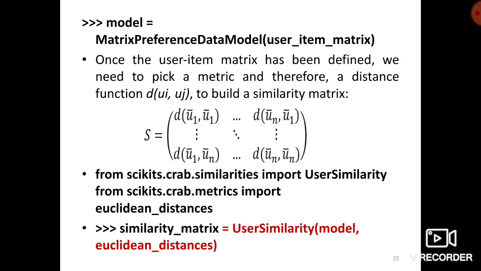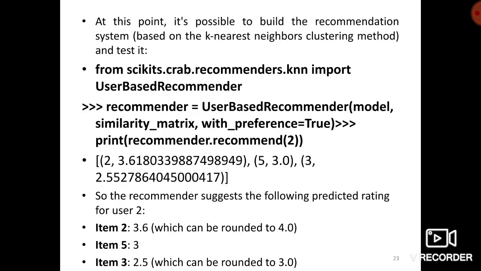Now the matrix preference data model. By using this we need to calculate the matrix preference data model that measures the distance between the user item matrix, and this is defined. We need to pick up the matrix, therefore the distance function. So this is the code to find the user similarity model by using the Euclidean distance.